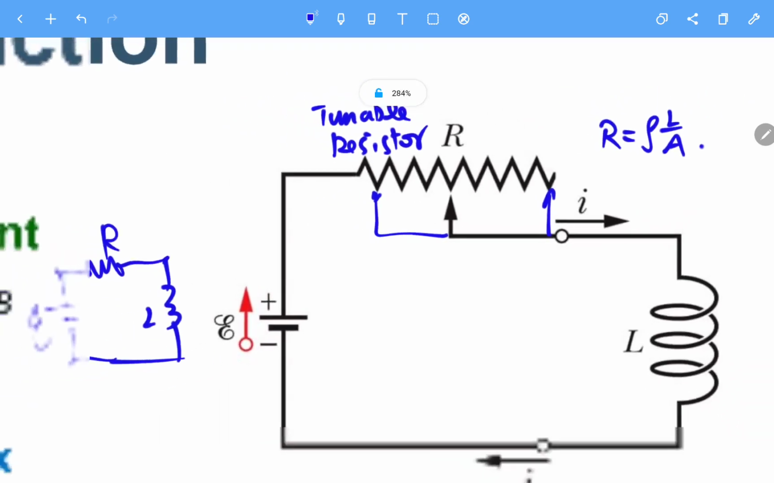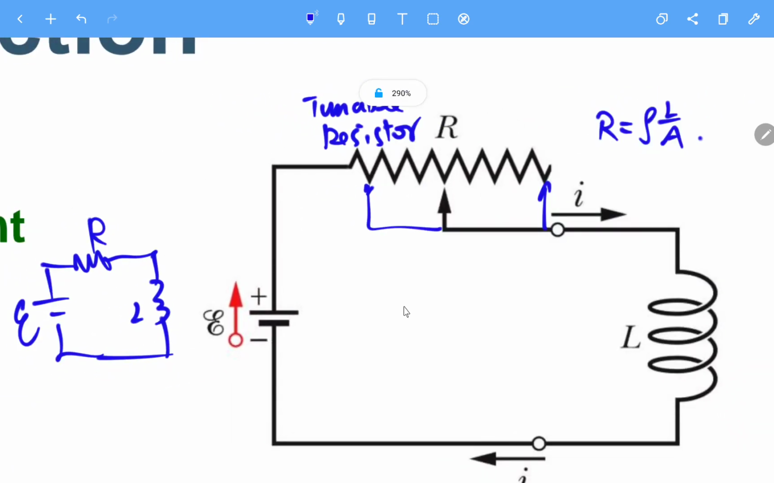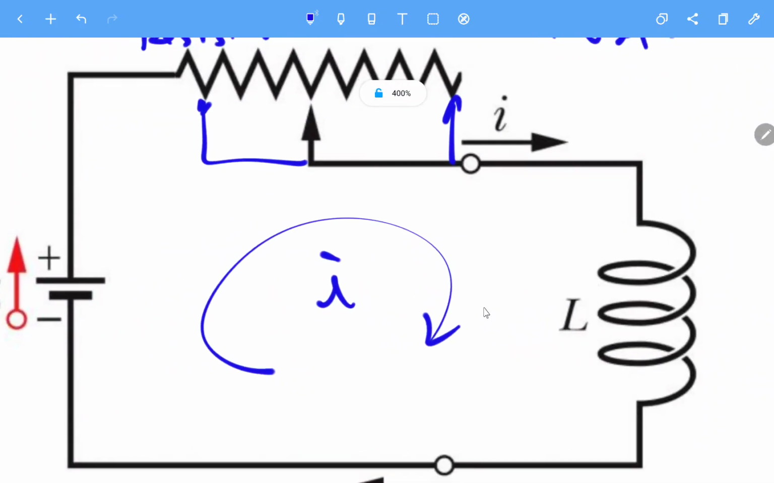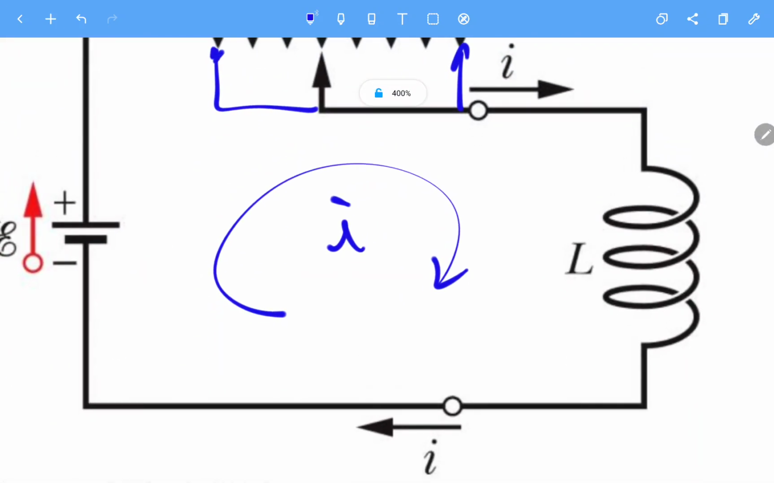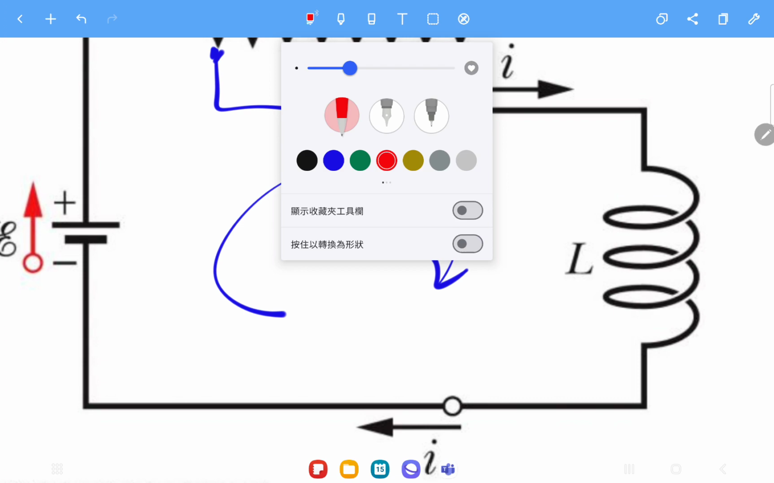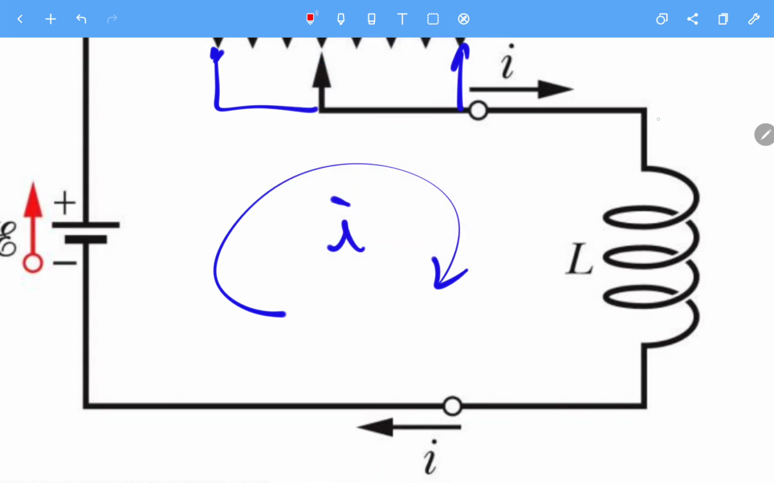So in this case, we have a circuit like this, this is the positive side, this is the negative side. We should have a current going like this. Here just focus on the inductor. Let me just use red color. The current is in this direction.